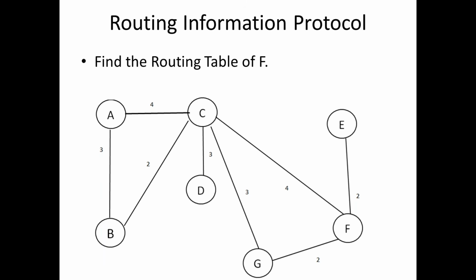So this is the network which I provided you, that is the routing table of F. So this is the diagram, and we said that we have to find the routing table of F. So for the node F, we have to find the routing table. If you see the network, the node F is directly connected with C, E, and G. This node doesn't have any information about A, B, and D. So that is what we have to update.